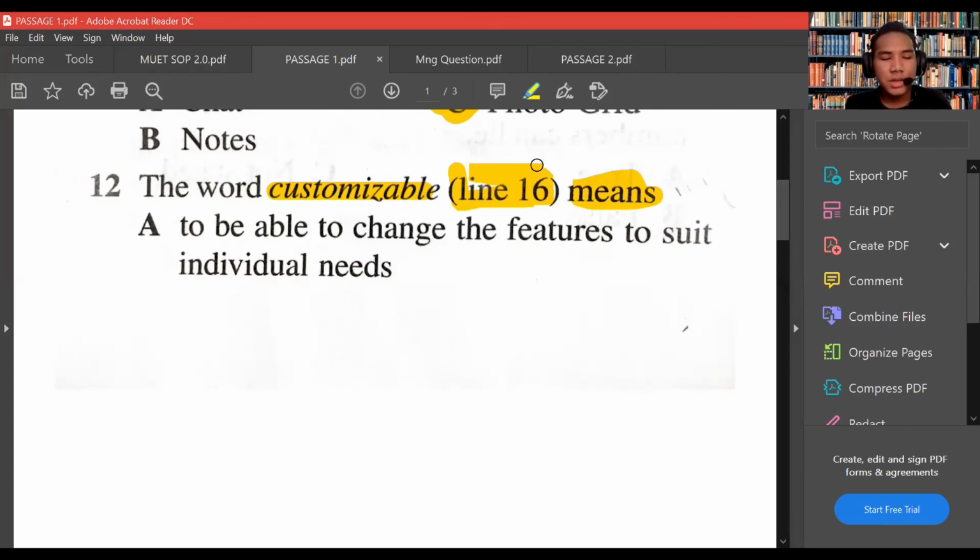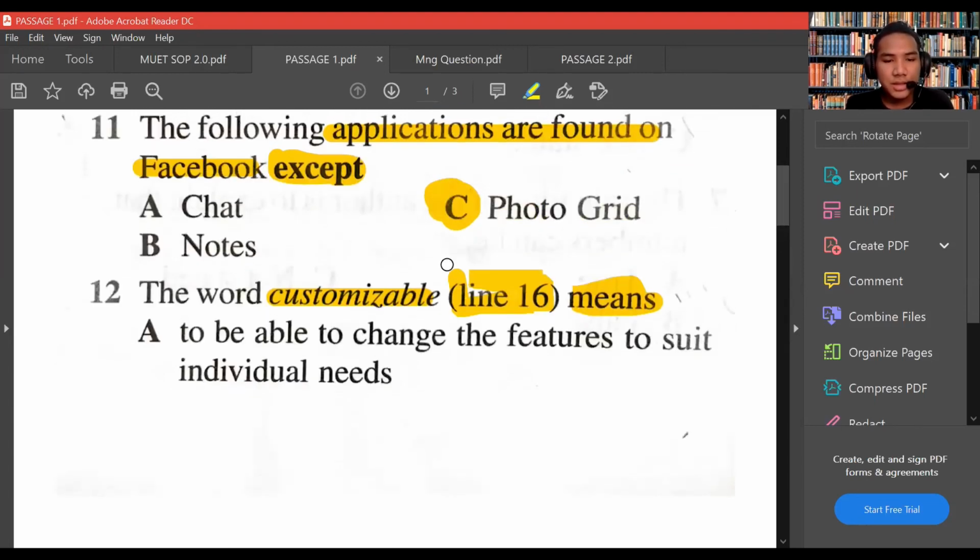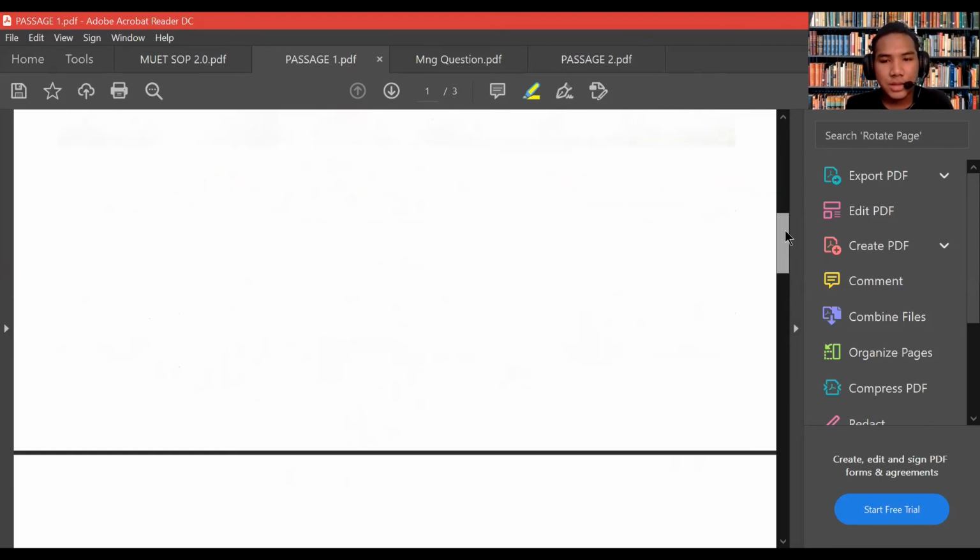The second step, we need to read and identify the question carefully and identify the keywords by underlining them. So in this question, the word customizable and line 16 are the two keywords mentioned in the question. Then we go to the third step, which is we need to refer to the clues by using the strategy of identifying the contextual clue and the word structure clues. It is stated here line 16. So let's go down to line 16.